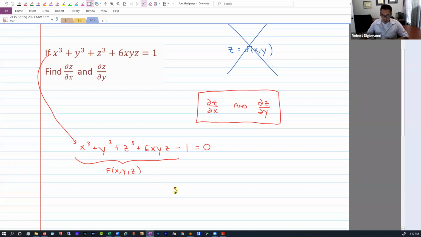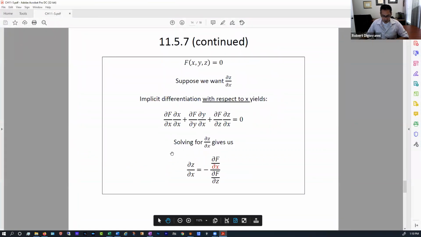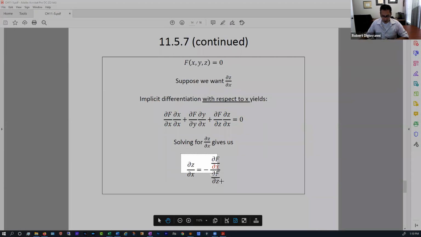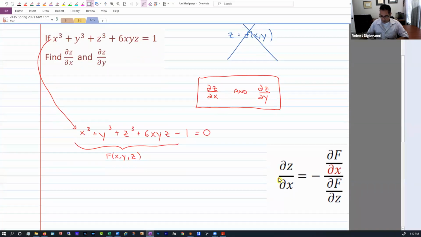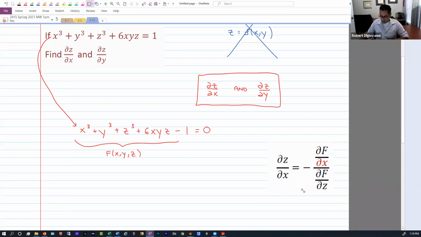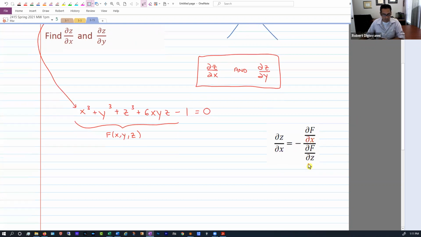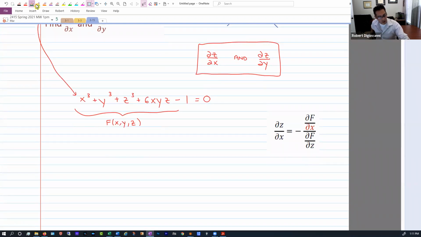Now, according to the formula, I'm going to bring the formula back up here. Let's start with this one. If we want the partial of Z with respect to X, we need to take the partial of F with respect to X and divide it by the partial of F with respect to Z. So those are two different things we have to do here. So let's start with trying to determine the partial of capital F with respect to X.